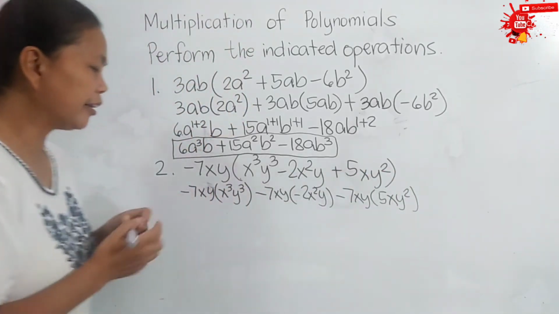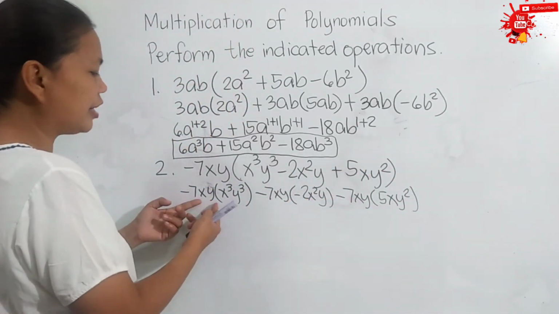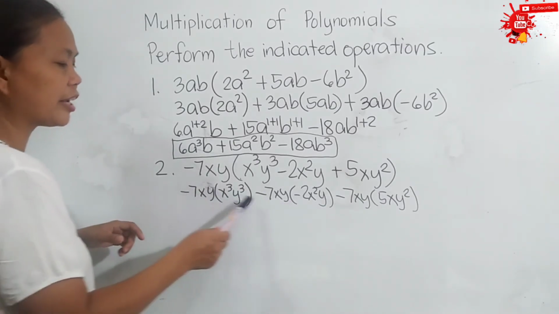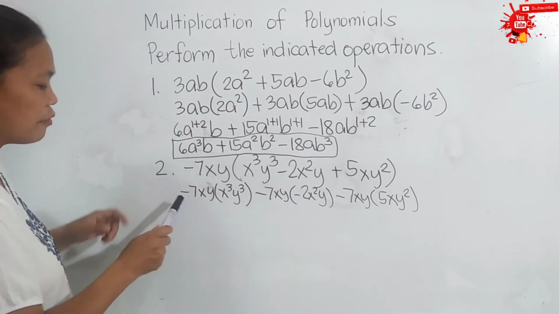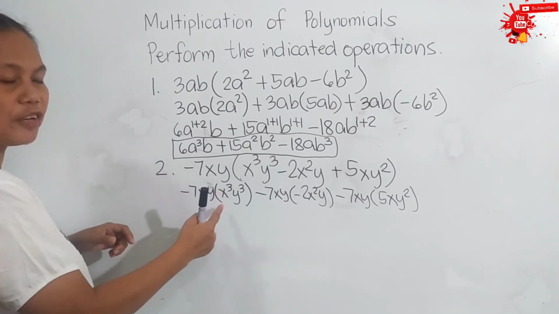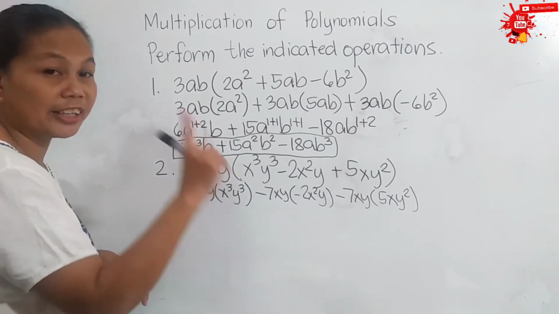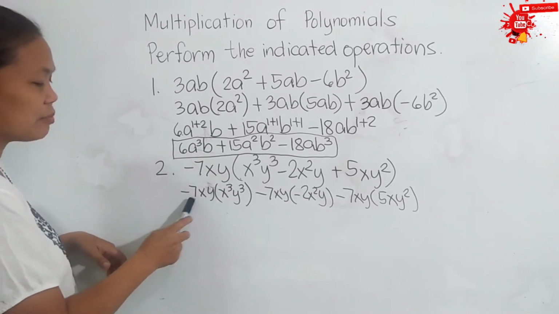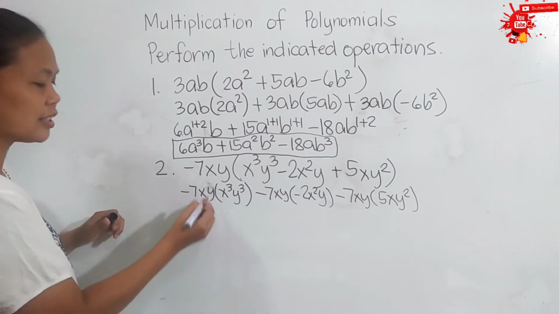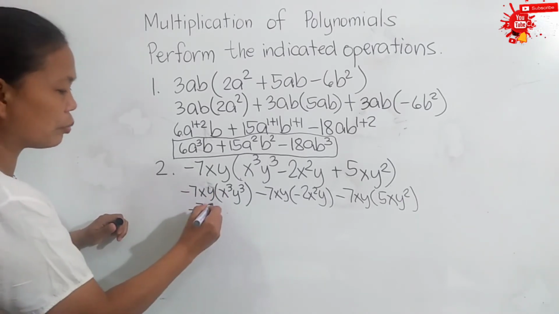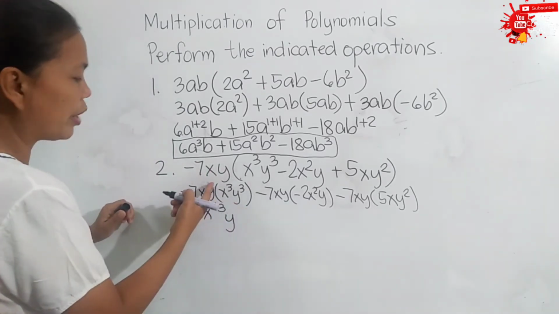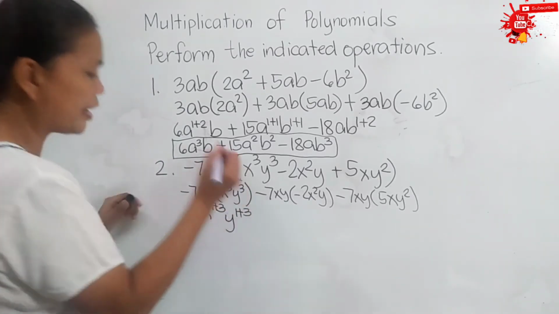And take note that for multiplication, we add the exponent of the same variable. And then multiply the numerical coefficient. So we have here negative 7 times positive 1. So it means that if there's no numerical coefficient here, the numerical coefficient is 1. So negative 7 times 1 is negative 7. Then we have here x. So add the corresponding exponent. So we have 1 plus 3. Then we have y. So we have 1 plus 3.